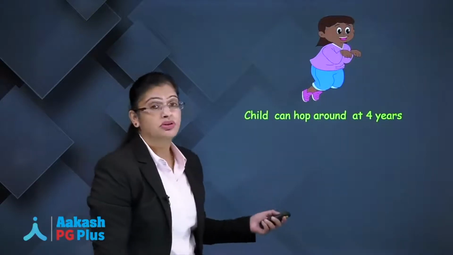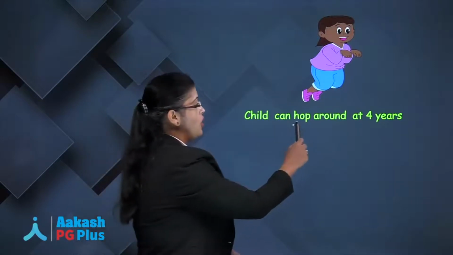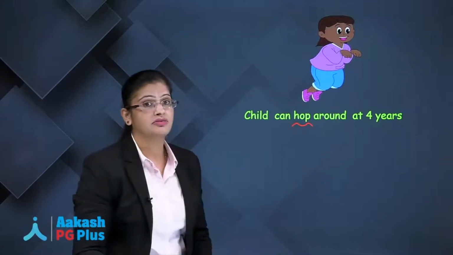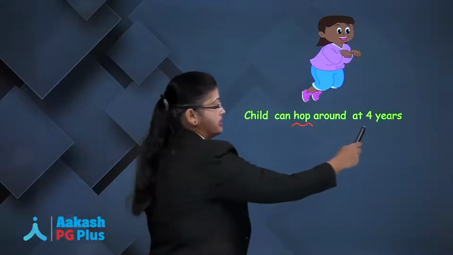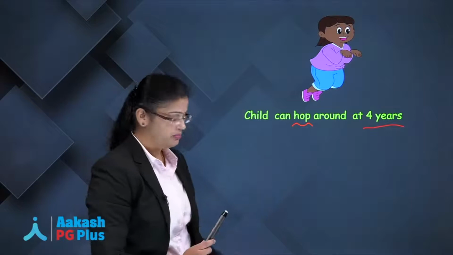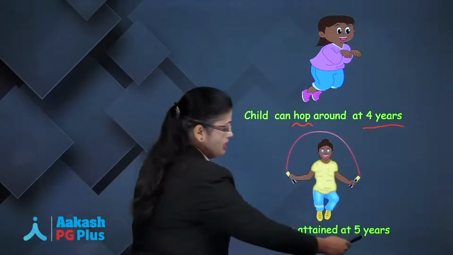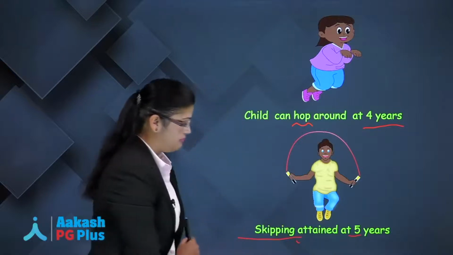Then the next important gross motor milestone, which is frequently asked in the exam, is hopping, which again comes after an interval of 1 year. So at 4 years of age, the child will be able to hop. And by the time the child is 5 years of age, he will be able to skip.